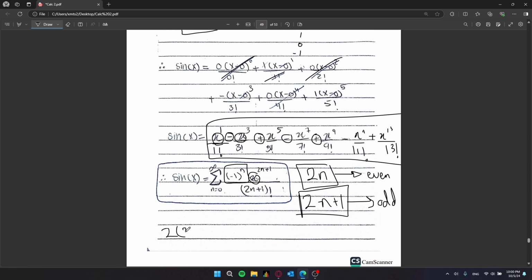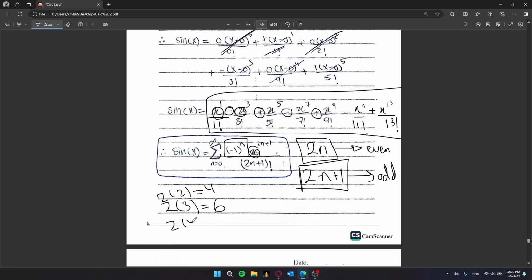2 times 3 is 6. 2 times 2 is 4. 2 times 4 is 8. These numbers are always going to be even. So if you add 1 to each of them, this is going to be 5, this is going to be 7, this is going to be 9. You're always going to turn out with odd numbers. This is just a pattern that you have to see in math. This is just the way that math is laid out in nature. So that is how you can guarantee an odd number every time.